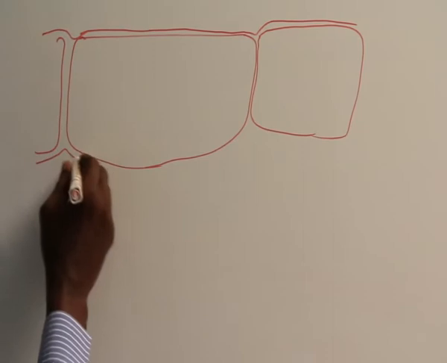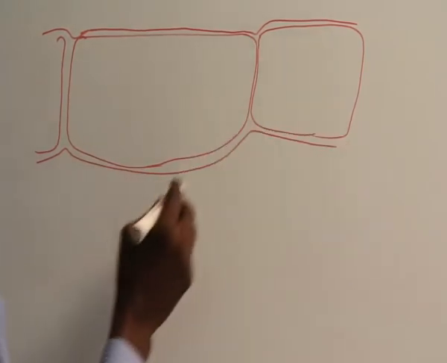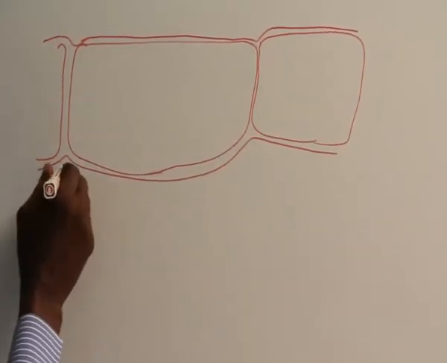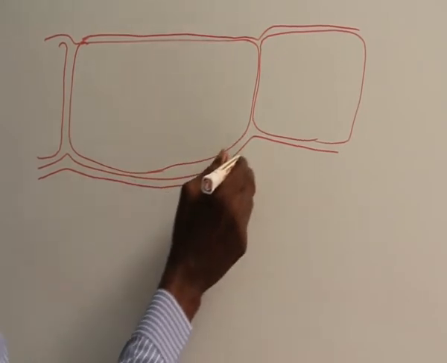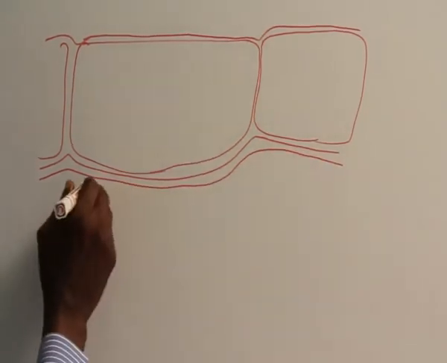Alga like Spirogyra. Two strains of them will lie side by side like this during conjugation.